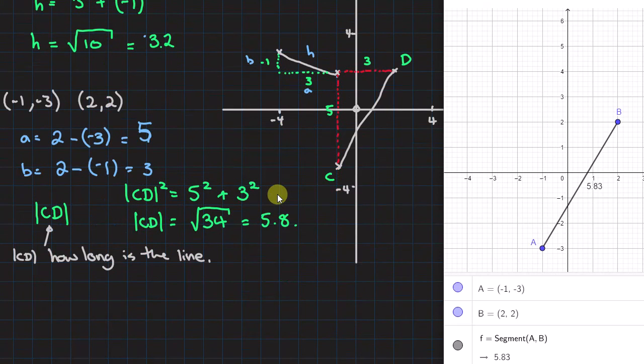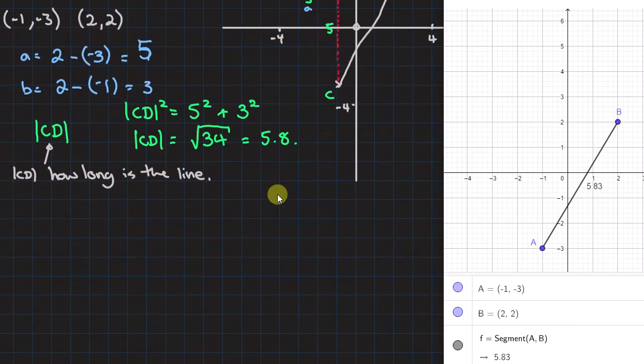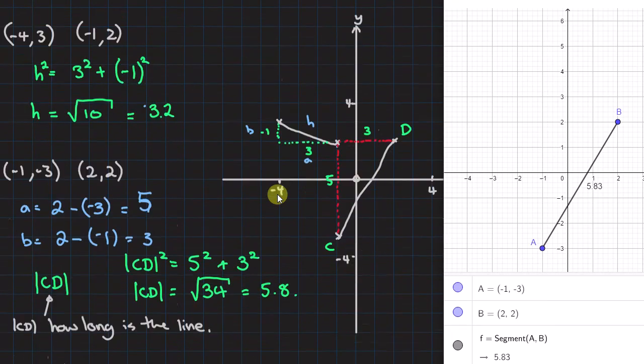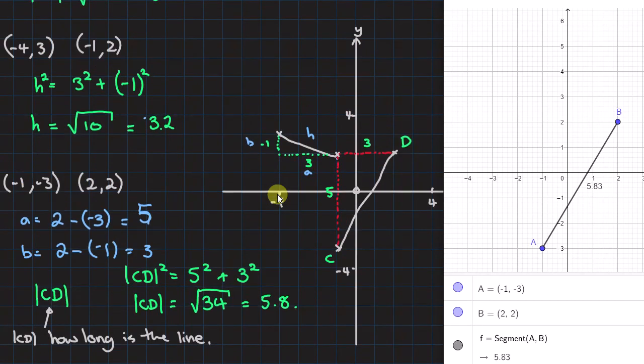Yeah, I will do this as part of one that I'll show you. No, I'll leave that for the moment. I'll talk about the others at another time. So that's how you can calculate the length of a line between 2 points.